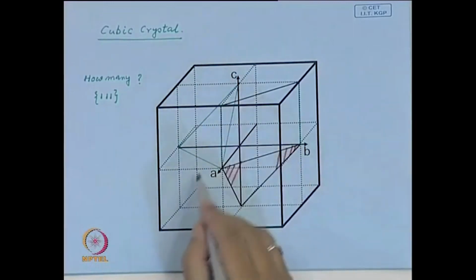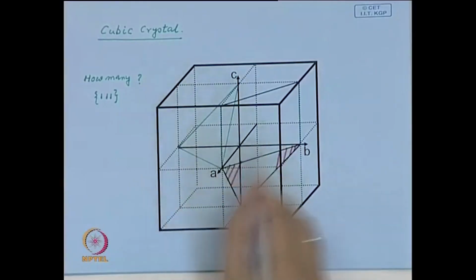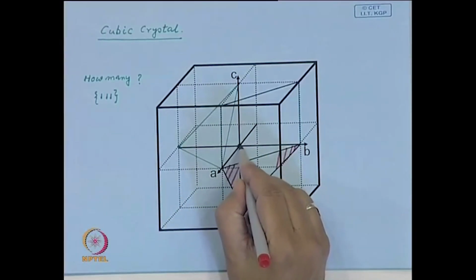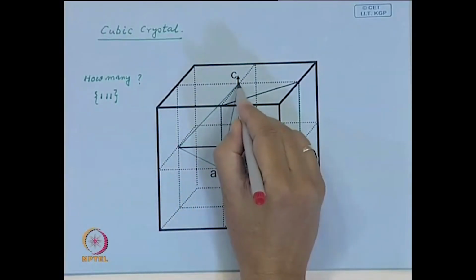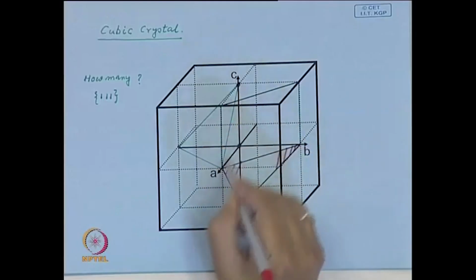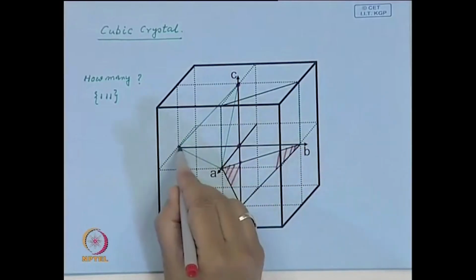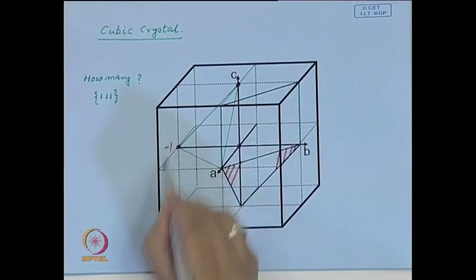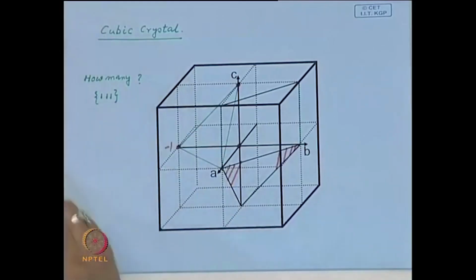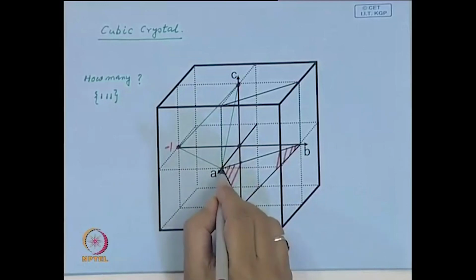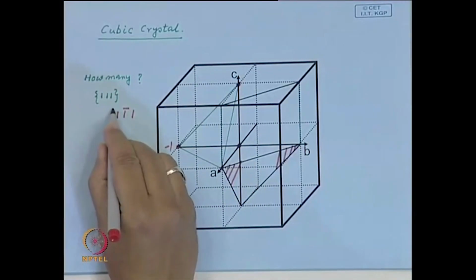Now, these planes can intersect in the negative direction as well. For example, here we have put this origin over here at the center. Look at this plane, here it intersects C at, let us say, unit distance, A at unit distance, and B at -1. So, in this case, indices of this plane is 1, 1 bar, 1.